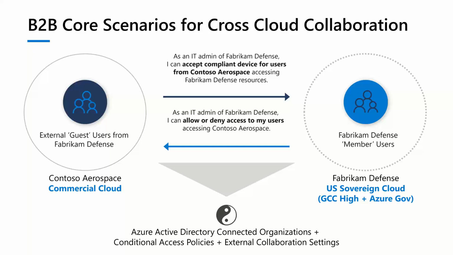So just looking at the core B2B scenarios for cross-cloud collaboration, in this case, it's a bit of a review. As an IT admin of Fabricam Defense, you can say, I trust Contoso Aerospace, so I'm going to allow outbound collaboration from the Fabricam Defense tenant to the commercial cloud, in this case, Contoso Aerospace. And of course, as an IT administrator of Contoso Aerospace, you're going to allow or deny access into your tenant inbound. So it is bidirectional. You have to set up cross-tenant access settings in order to make this work. You're going to have cross-tenant access settings in the Contoso Aerospace tenant that trusts Fabricam, and inside the Fabricam Defense tenant that trusts Contoso. So you establish that bidirectionally, both inbound and outbound.